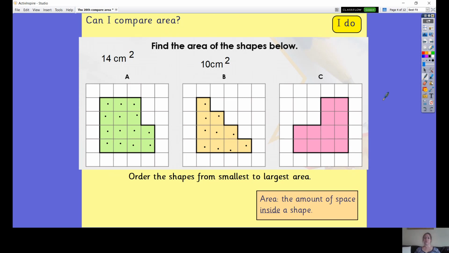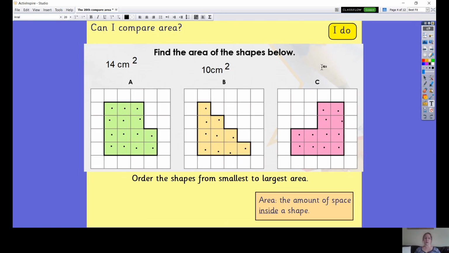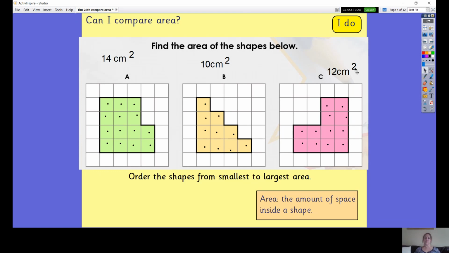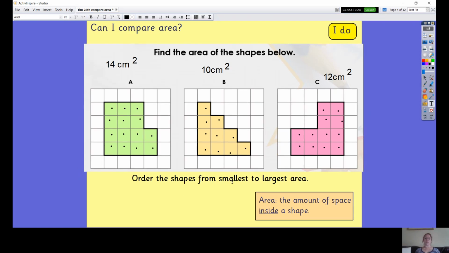Okay, and then moving on to C. 1, 2, 3, 4, 5, 6, 7, 8, 9, 10, 11, 12. So I'm going to write that as well. And hopefully, although you haven't got a piece of paper with the pictures in front of you, it's a good idea to write those areas down on a piece of paper in your maths book or whatever so you don't forget. And then we have to write them in order from smallest to largest.